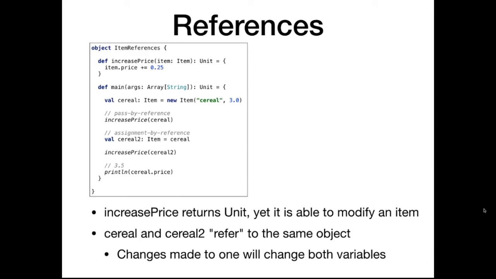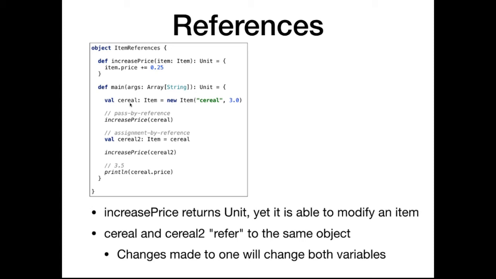So when we saw this example, oh no, this is a different one. We didn't see this one yet. But when we see this example, when we have a method that's going to increase the price of an item, it's returning unit, so it looks like it's not going to do anything. We have an item as a parameter, and we're going to say item.price increased by 25 cents. I want to make this a quarter more expensive. That change is reflected outside of this method. So when I say cereal is $3, and I call increase price, this variable cereal costs $3.25 now.